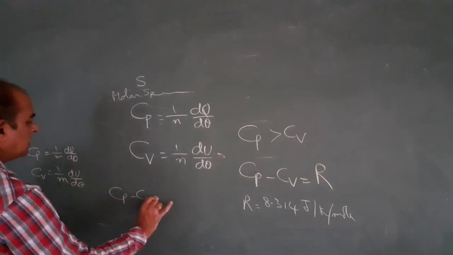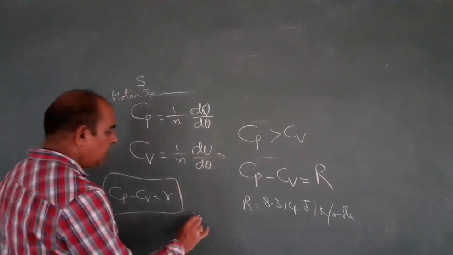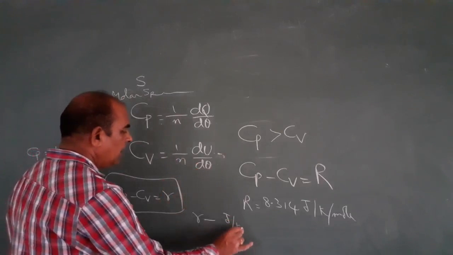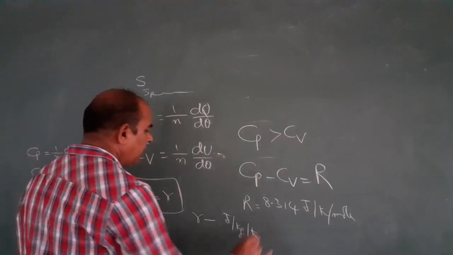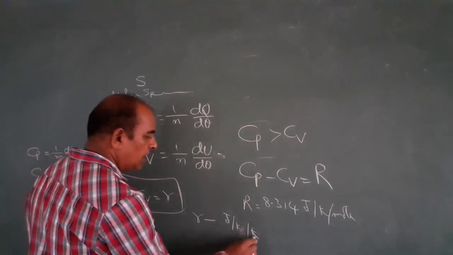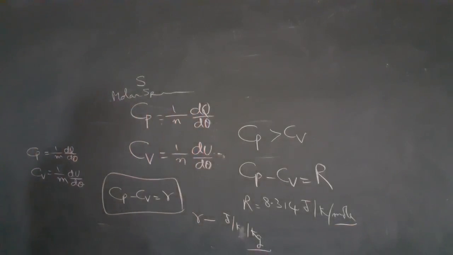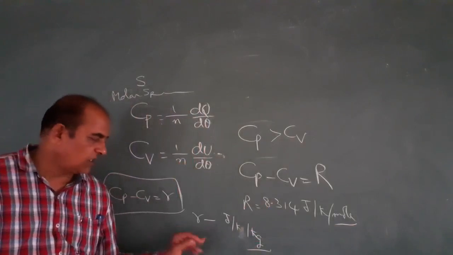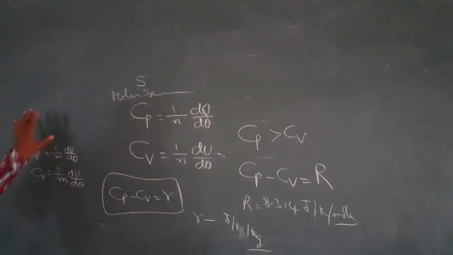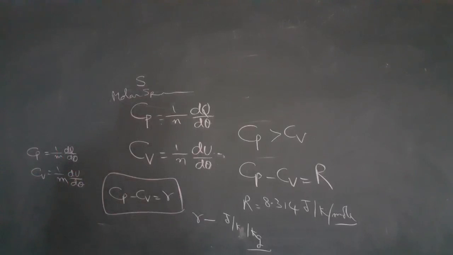Therefore here Cp minus Cv is equal to small r. This is the gas constant. The gas constant value depends on the gas, and the units are joule per kg per Kelvin. Here it is mole, here it is kg. That is the difference. Capital R is the same for all gases and small r is different for different gases. So these are about the specific heats of gases.